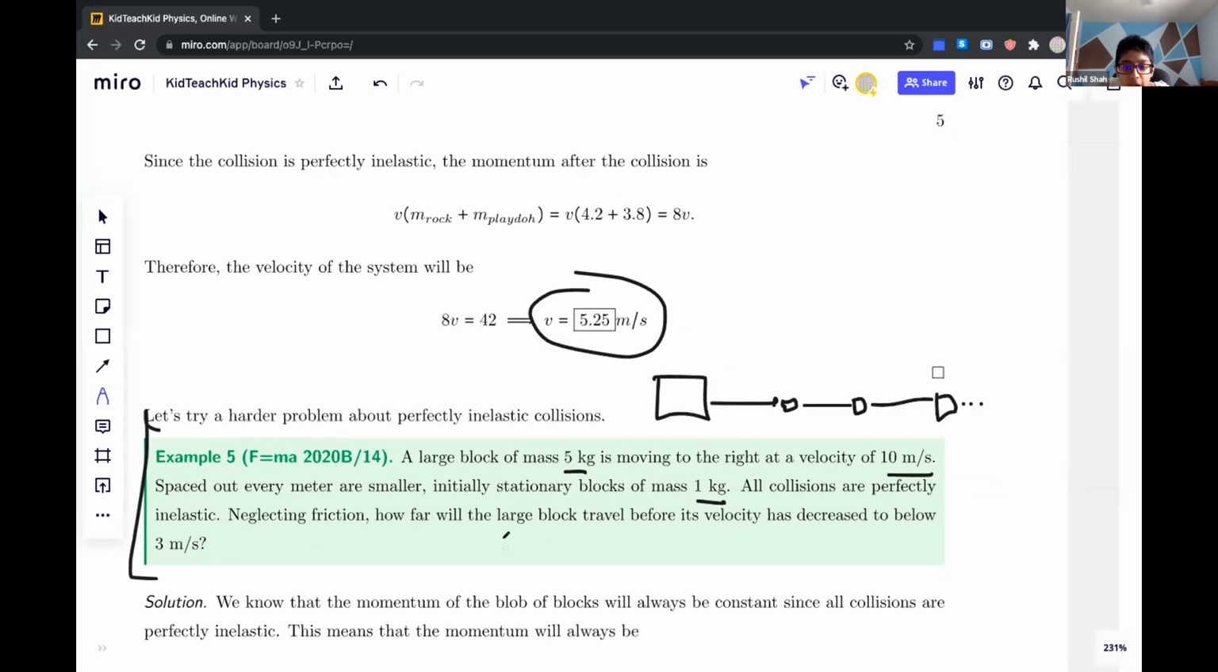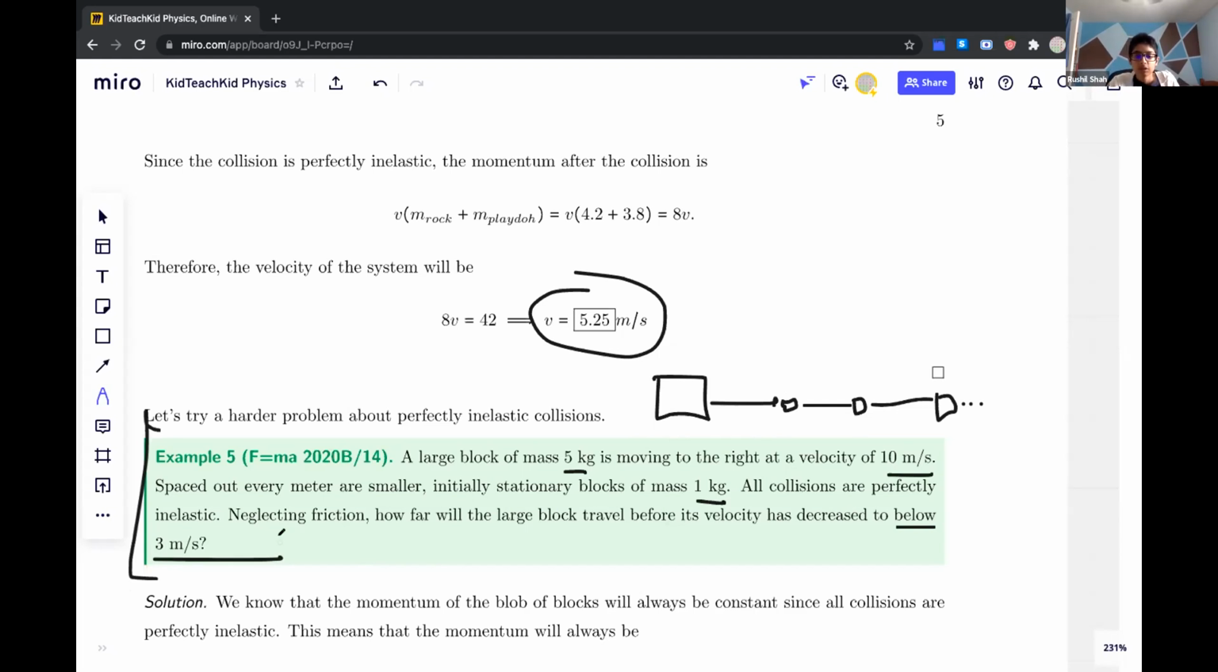We're also told that all collisions are perfectly inelastic. So every time the large block collides with a smaller block, it sticks to it, causing the larger block to slow down. And we want to find how far the large block will travel before its velocity decreases to below 3 meters per second.